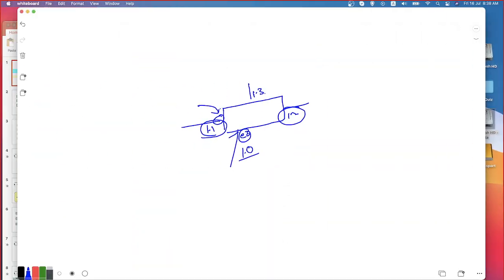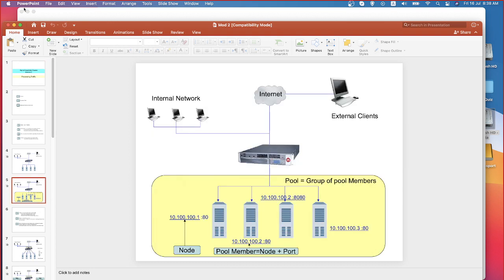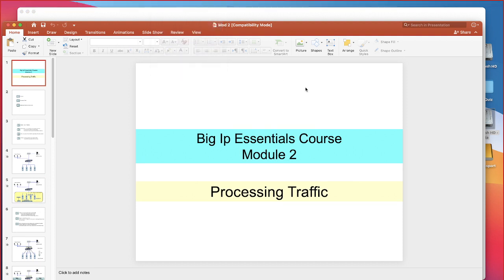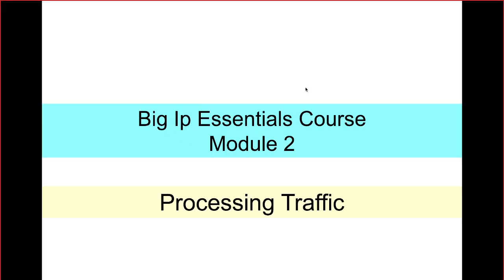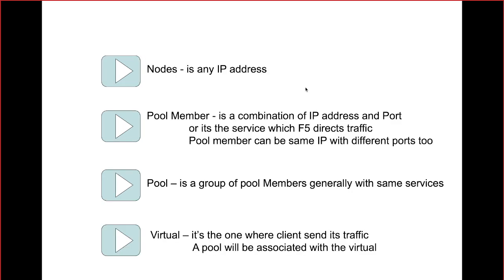Now let's go back to our presentation. Where we stopped, I don't know. Okay, anyway. Let me see how many of you are answering these questions now. The terminologies we are going to recollect once again, though I have given the brief information about that. So FI terms: processing traffic, pools and virtual servers. This is what we have seen practically yesterday.